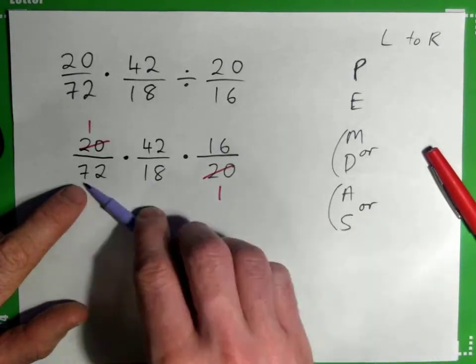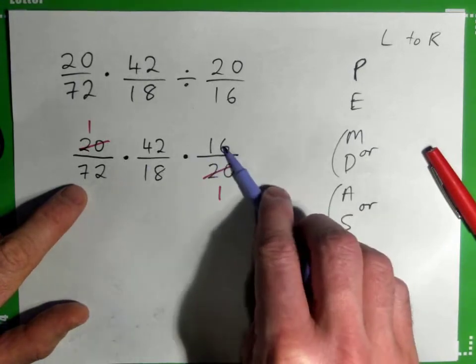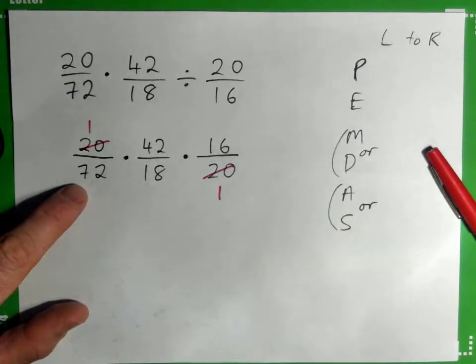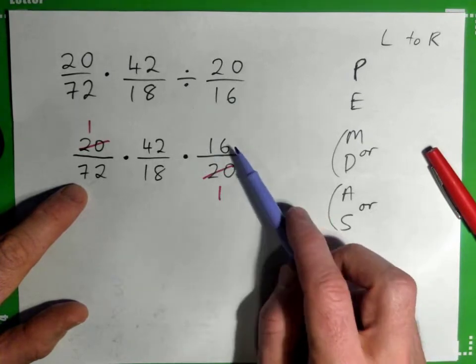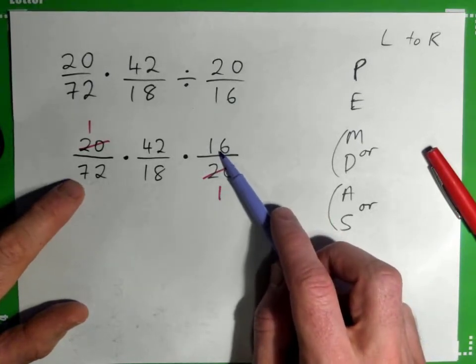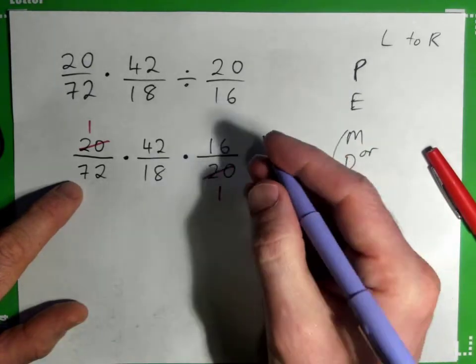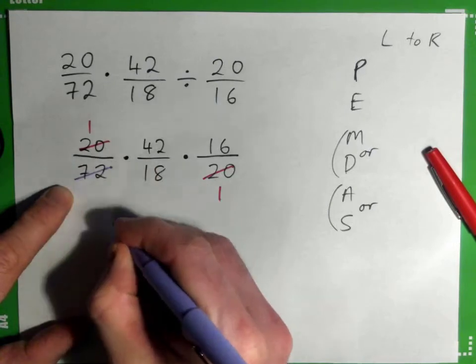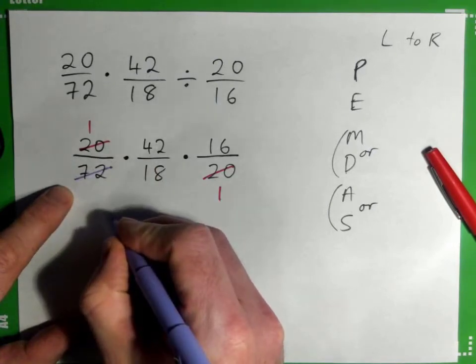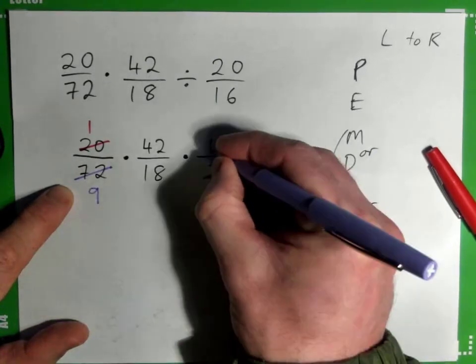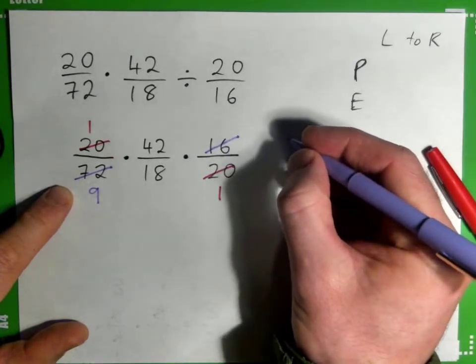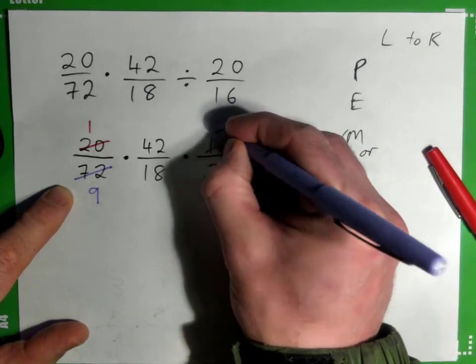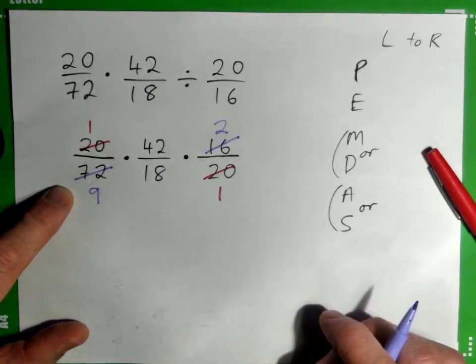16 and 4, yeah. 4 would go into 16 and 4 would go into 72, but pause. There's something bigger. What's larger that goes into 16 and 72? 8, yes. 8 into 72 goes how many times? 9 times. And 8 into 16? Twice. There we go. That helped a lot, right?